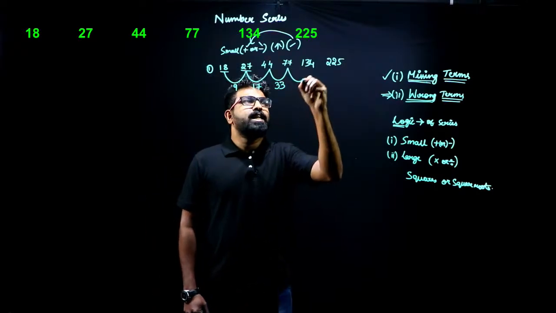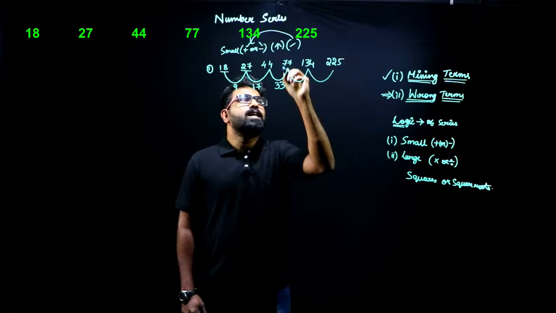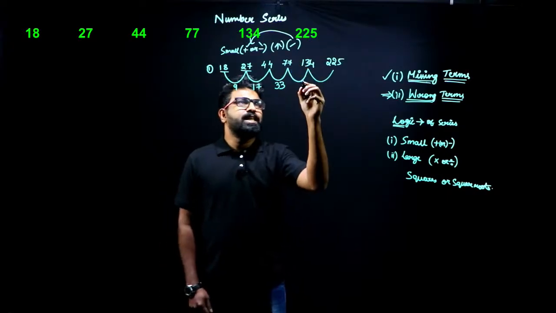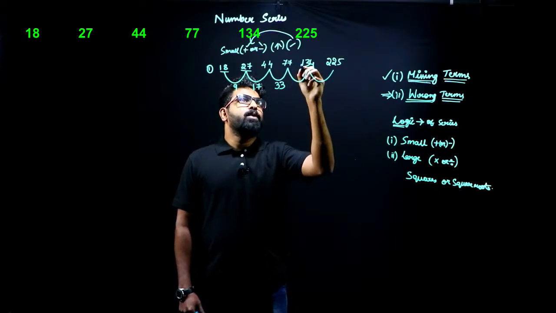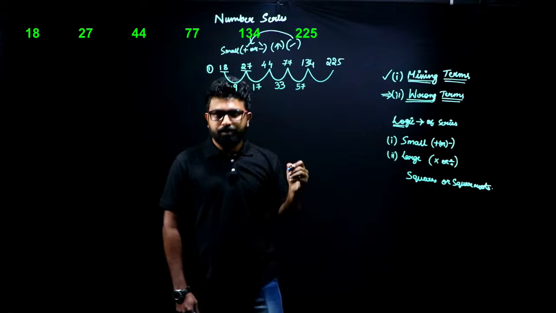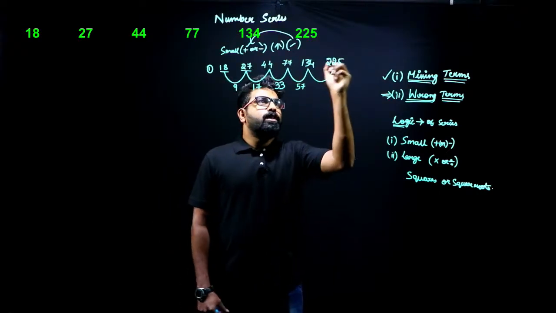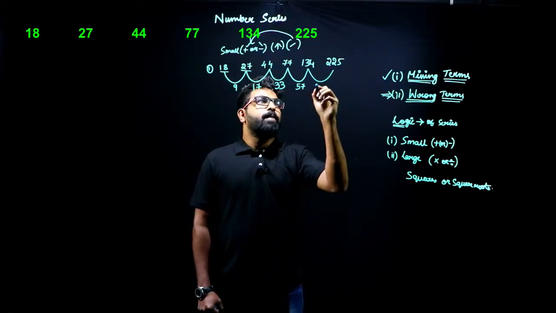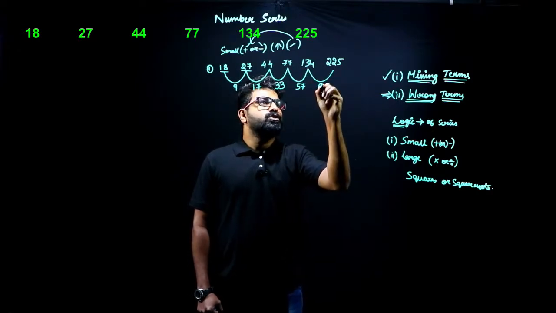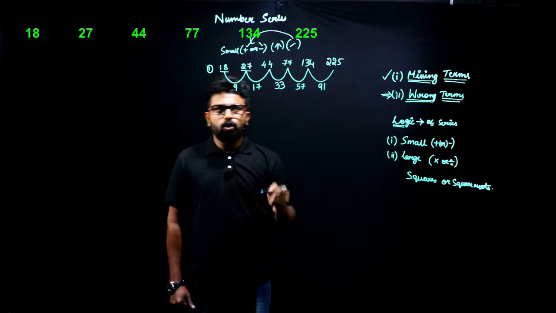Similarly, if I take the difference between the next two terms, 77 to 134, what will be the difference? 77 plus 60 gives me 137. 137 minus 3 gives me 134, so the difference is 57. So what about 134 to 225? 134 plus 90 gives me 224, plus 1 gives me 225, so the difference is 91.